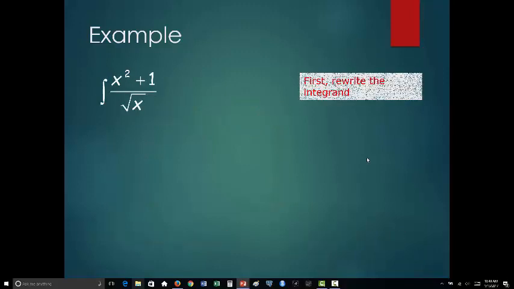All right, let's do a harder one right here. So let's integrate x squared plus 1 over the square root of x. It's like, yikes, this one looks crazy. Doesn't look like any of the other rules we've had so far, so how would you even go about tackling this one? Well, the first thing you have to do is rewrite the integrand into something you can use. So for this one, we want to rewrite it into something using the general power rule.